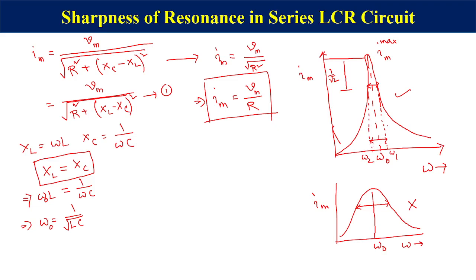Now naturally, comparing these two figures, you can easily imagine that in this case this is omega 2, this is omega 1, so the bandwidth is large. So the circuit where the bandwidth is large, sharpness will be less. The circuit where the bandwidth is less, sharpness will be high. Now our central goal is to increase the sharpness, not the bandwidth.